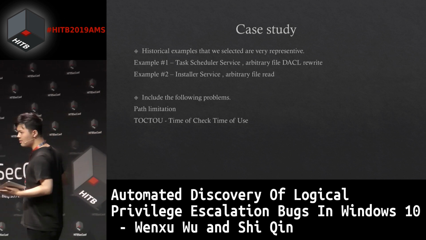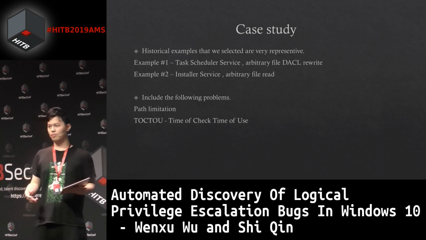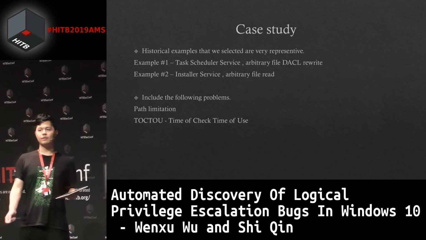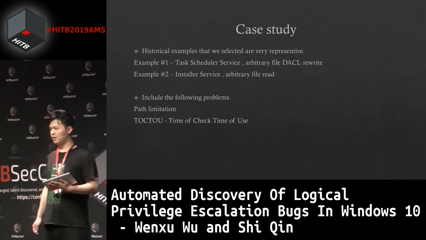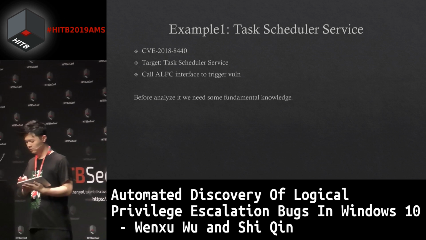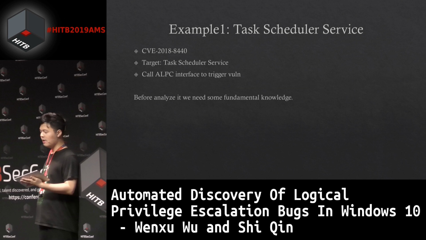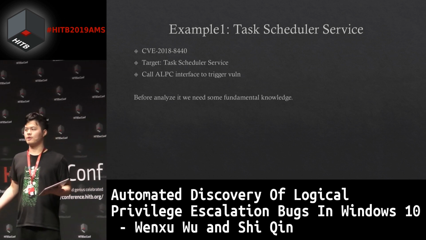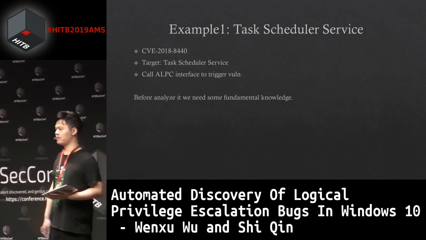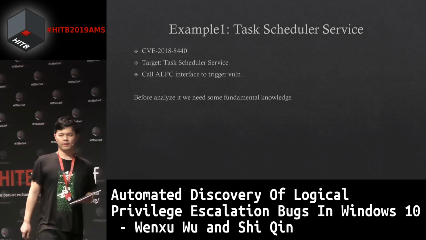And then they contain the following problems. The first one is a path canonicalization problem. It's very usual in those vulnerabilities. And the second one is time of check and time of use. Let's see the first bug. It's in the Task Scheduler service. When we call the ALPC interfaces, we could trigger this vulnerability and gain control of any file.